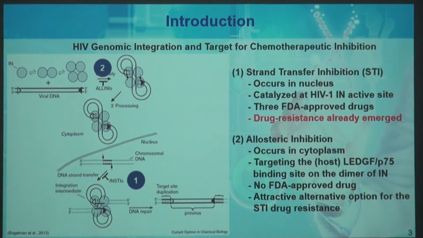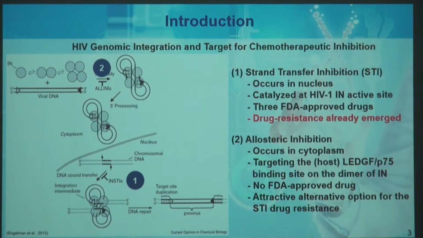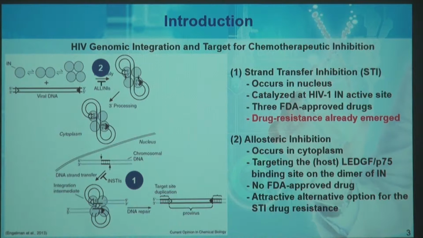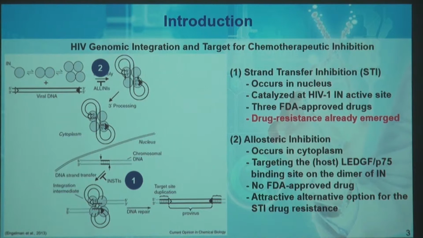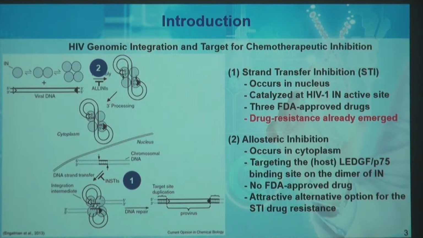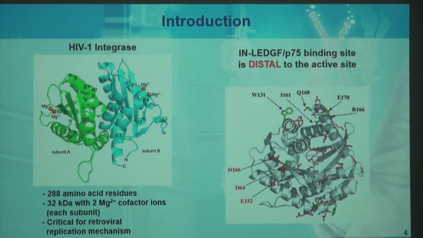The first way to block HIV integration is strand transfer inhibition, which focuses at the active site of the enzyme. This target has been approved for medical treatment, but due to the drug resistance situation, finding novel effective inhibitors is still needed. So we paid attention to allosteric inhibition, which focuses at the LEDGF/p75 binding site to overcome drug resistance. Basically, HIV integrase consists of 288 amino acid residues with 2 magnesium ions as cofactors. The information from X-ray crystallography shows that the LEDGF binding site, which we focus on, is not the active site.